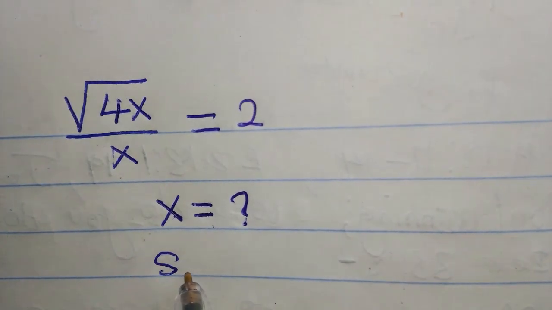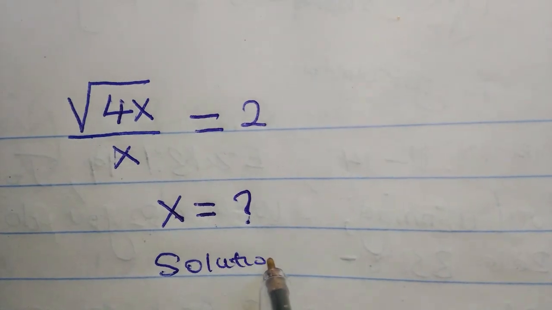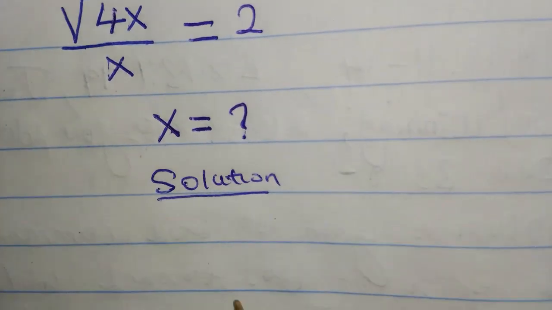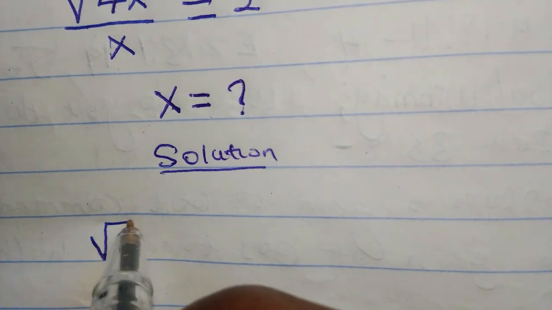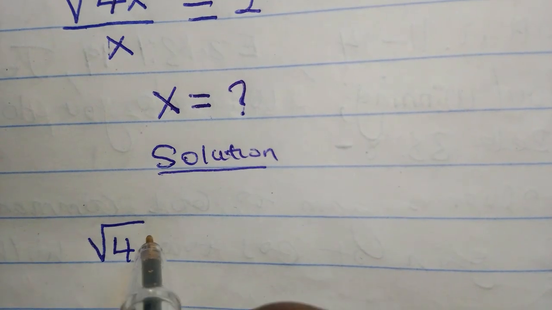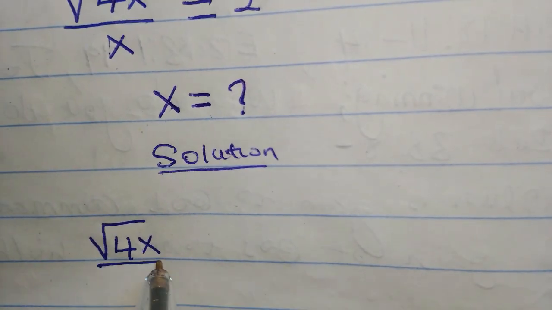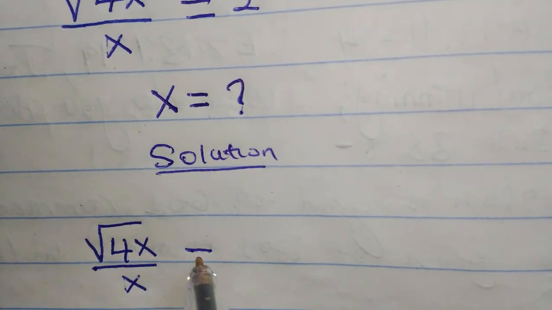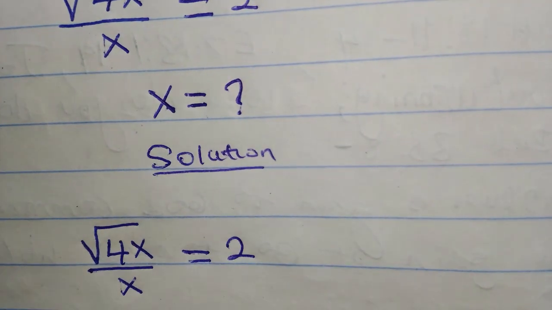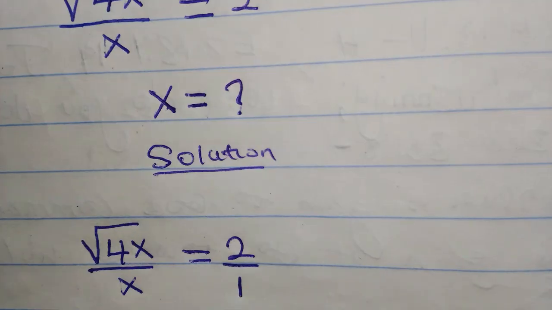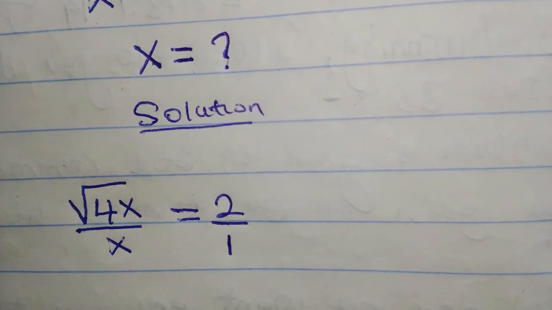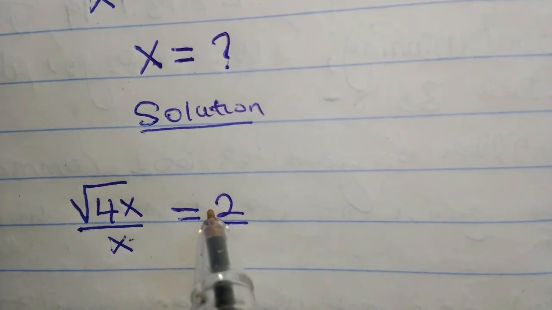So let's provide a solution to this. Write the question, which says the root of 4x divided by x equals 2. From here we can also write x to be divided by 1. So what we'll simply do from here is cross multiply.